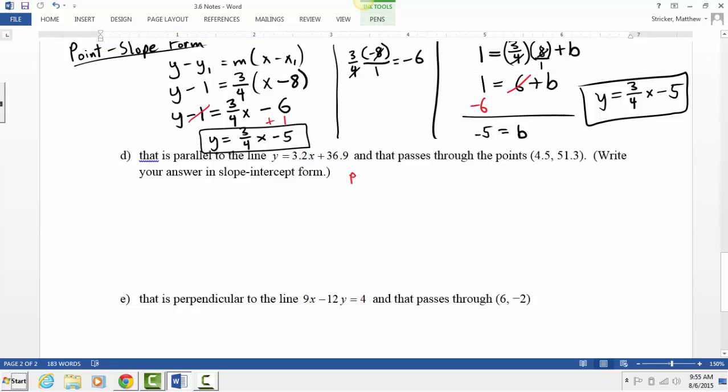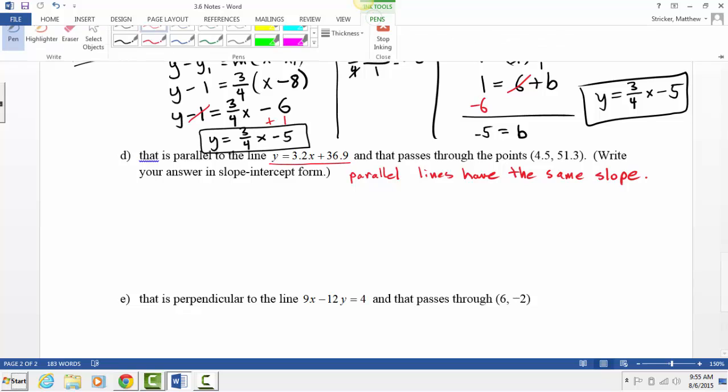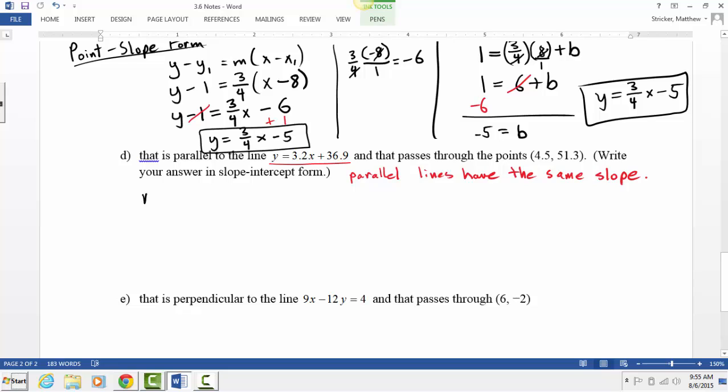Parallel lines have what kind of slope? They have the same slope. So if the line that we're looking for is parallel to this line right here, that means our slope is going to be what? It's going to be the same. So our slope is going to be 3.2, because if I look at this line, the slope is 3.2. It's the coefficient in front of the x, that number there.